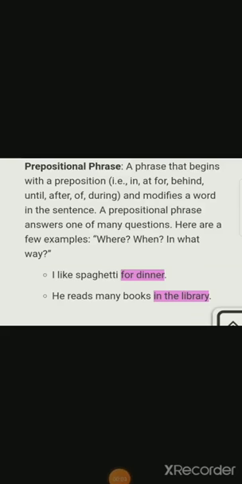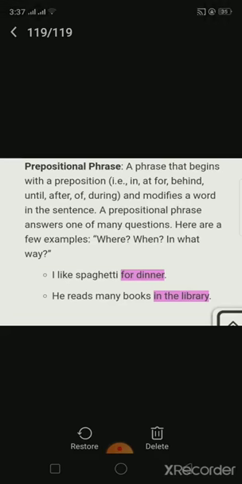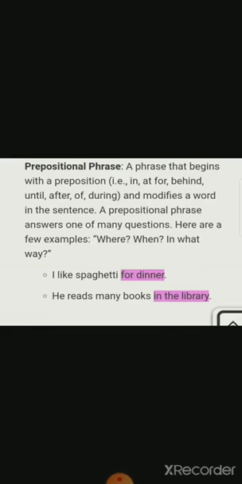The fourth part of any sentence is the prepositional phrase. A phrase that begins with a preposition and modifies a word in the sentence. A prepositional phrase answers one of many questions like where, when, in what way. Previously, we have discussed two sentences. I like spaghetti, and the other one was he reads many books. So here is the extended form of those sentences.